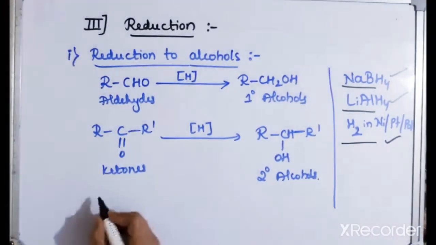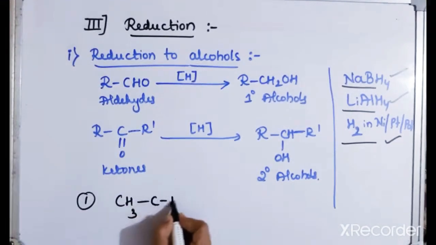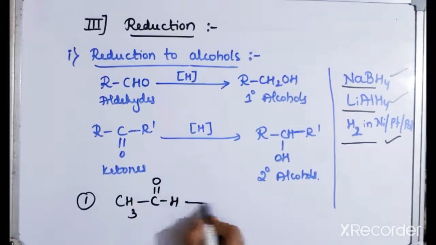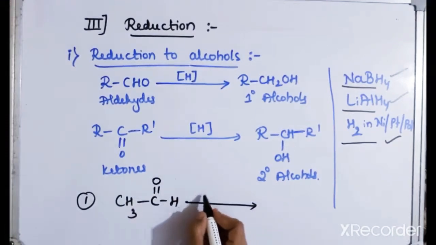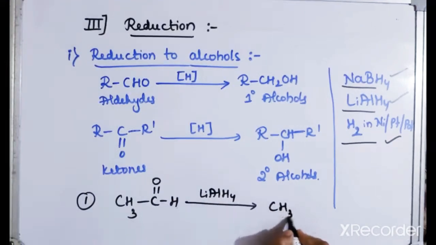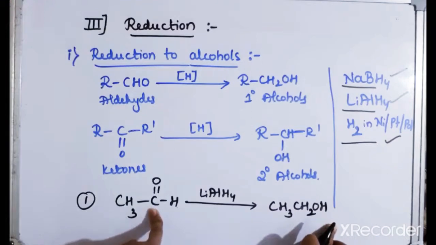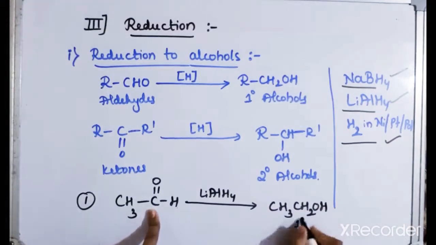I'll write one example here. If I take CH3CHO, acetaldehyde, this on reaction with lithium aluminium hydride results in the formation of ethanol, CH3CH2OH. H2 is added, so we get ethanol as a product. It is a primary alcohol.